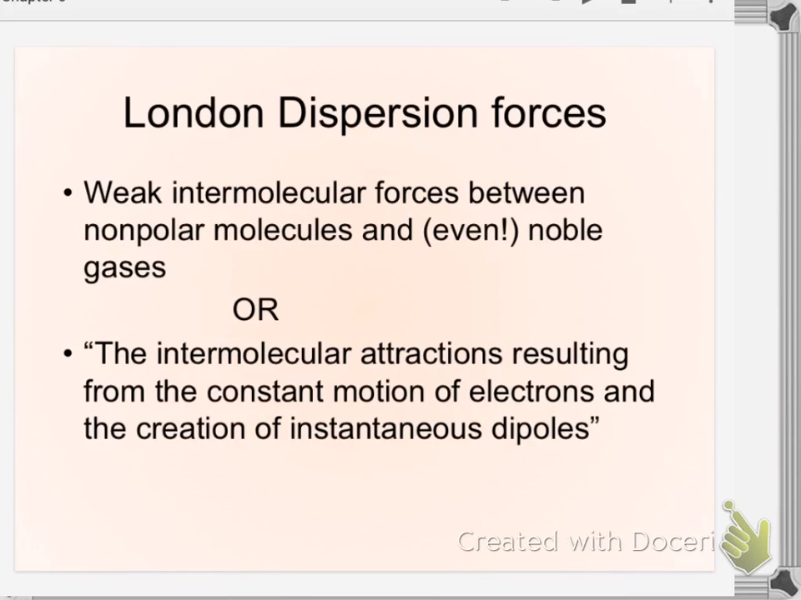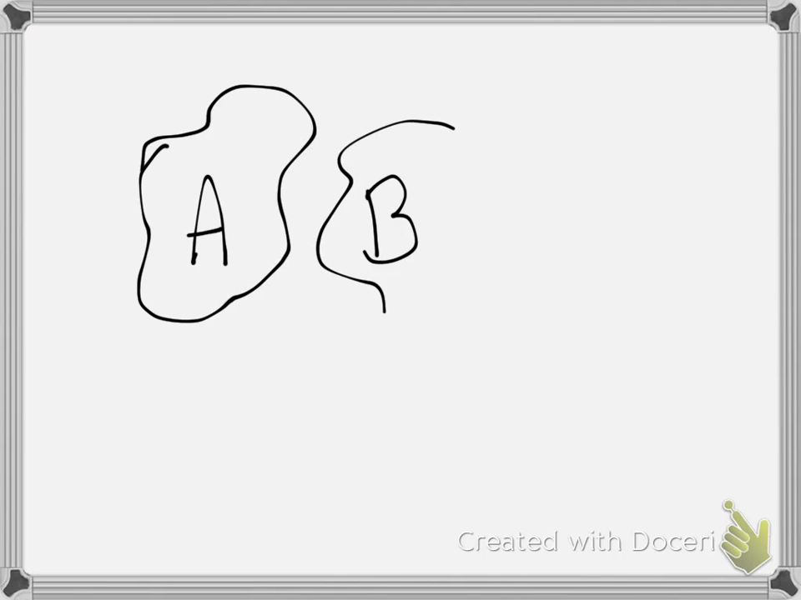Because those electrons are in constant motion, if we have atom A and molecule A and molecule B, and this thing's got its whole electron cloud around it, and this thing's got its whole electron cloud around it. I guess I should make these two molecules of the same thing.